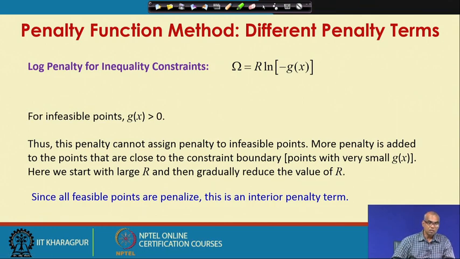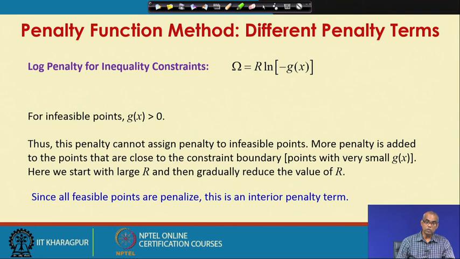Next, we will discuss the log penalty for inequality constraints. The log penalty for inequality constraints is defined as -R ln(-g(x)). Note that for infeasible points, g(x) is greater than 0. Thus, this penalty cannot assign a penalty to infeasible points. More penalty is added to the points that are close to the constraint boundary, that means points with very small -g(x).